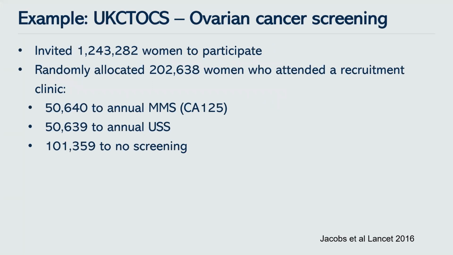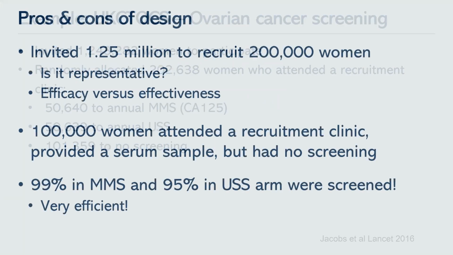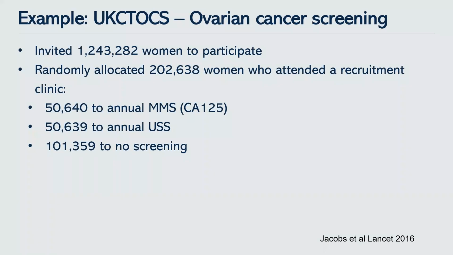And that's what was done essentially in the UKCTOCS ovarian cancer screening trial. They invited nearly 1.25 million women, and they actually enrolled 200,000 women. And the ones they enrolled were the ones who turned up to a recruitment clinic. And they only randomized those that turned up to the clinic, essentially 50,000 to each of 2 different screening arms and 100,000 to no screening.